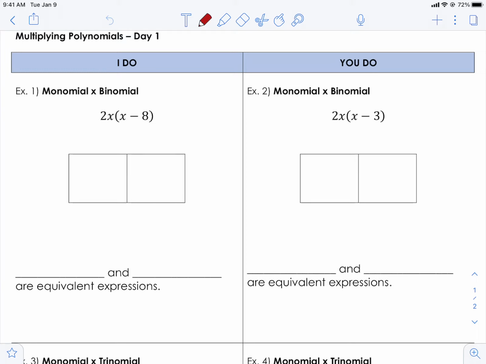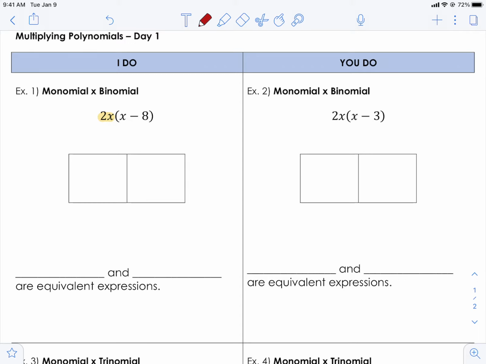Today we're going to be multiplying polynomials, and this is going to be day 1. So our first example, we have a monomial times a binomial. A monomial is one term, so that is going to be the 2x, and the binomial is the x minus 8, that is 2 terms. So we're going to use the area model to help us multiply. It's basically just a visual way to multiply.